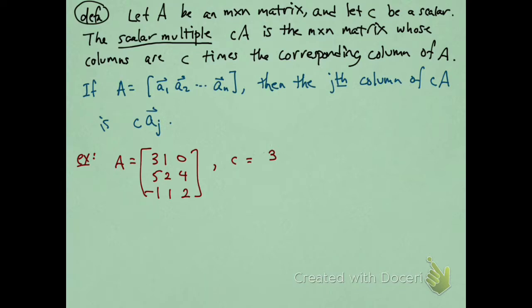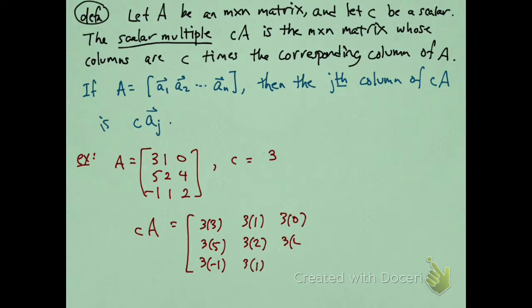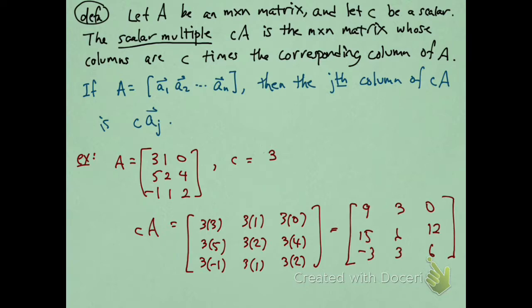So let's consider this example where A is a 3 by 3 matrix, given here, and c is the scalar 3. Then for cA, the first column is 3 times the first column of A, the second column is 3 times the second column of A, the third column is 3 times the third column of A, and then we do the arithmetic and get that.